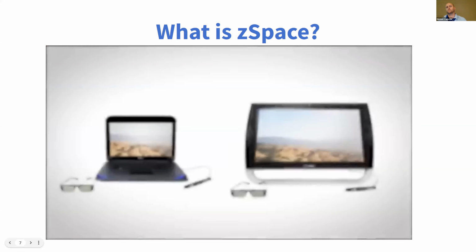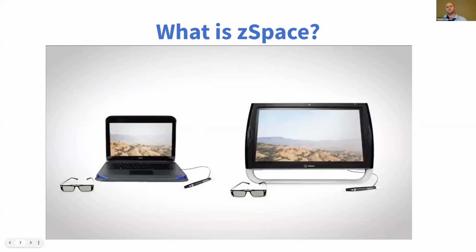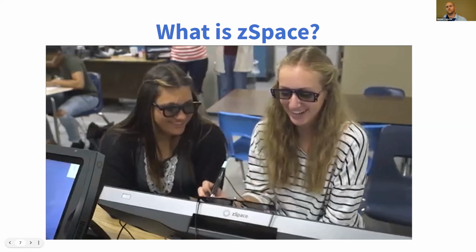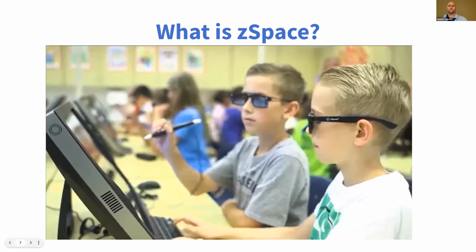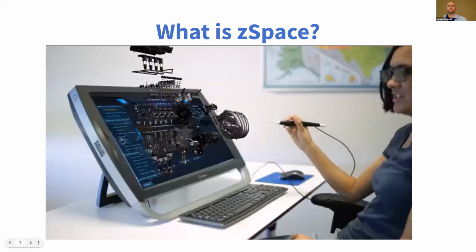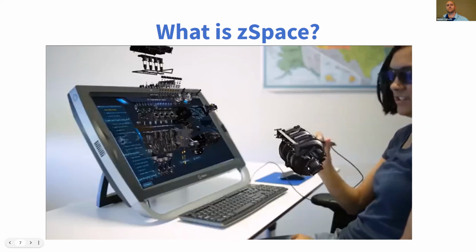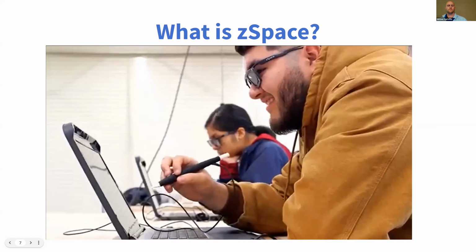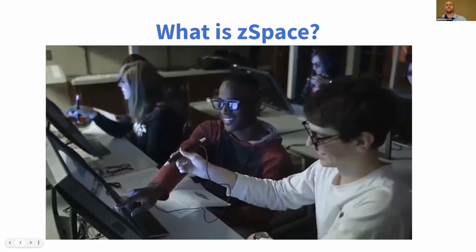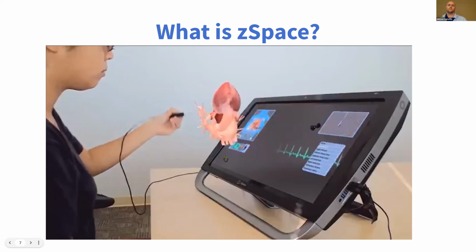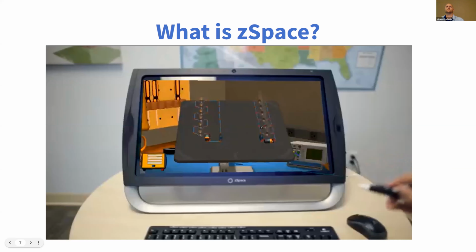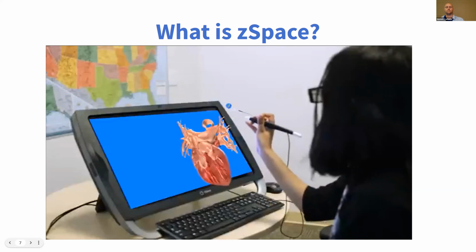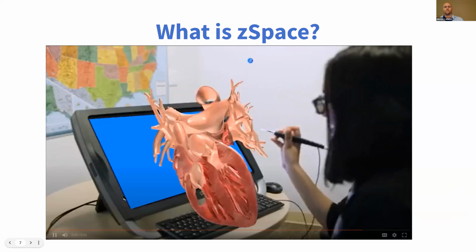What is zSpace? It's a tabletop virtual reality that's transforming education today. zSpace functions as your typical Windows PC until you open the zSpace application, and then the magic really begins. Long story short, zSpace tracks the user's eyewear and stylus in real time, allowing the user to comfortably reach in and interact, move around, dissect, blow up, or change different variables within the environment.